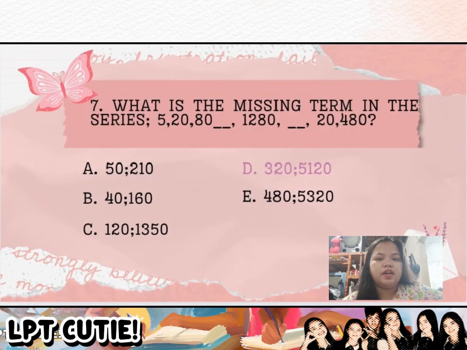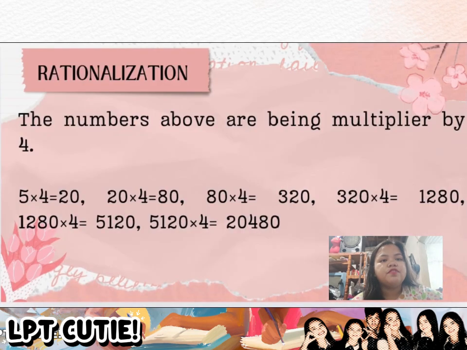Okay, very good. It's letter D, 320 and 5,120. So, how did we come up with that answer? It's very simple. The numbers above are being multiplied by 4. So let's try. 5 times 4 is equal to? Very good, it's 20. So 20 times 4 is 80. How about 80 times 4?